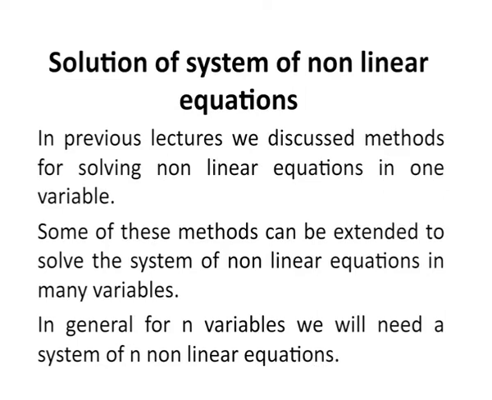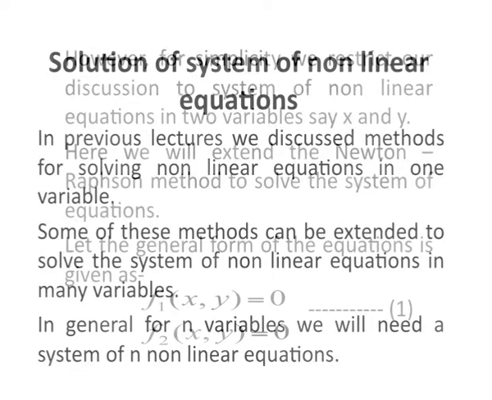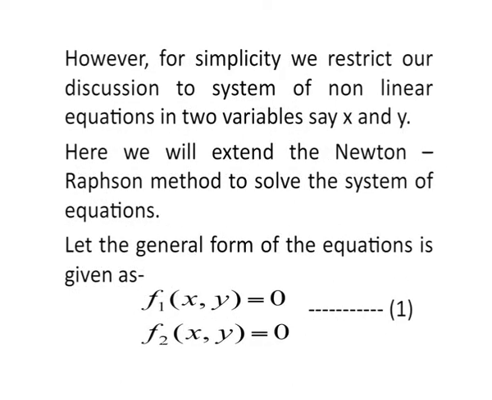We can use some of the methods we have discussed earlier to find the solution of nonlinear equations in many variables. Here we will use Newton's, or rather Newton-Raphson method for finding the solution of a system of nonlinear equations in two variables. The general form of the nonlinear equations in two variables is given by equation 1, where we have two functions, f1 and f2, both functions of x and y.